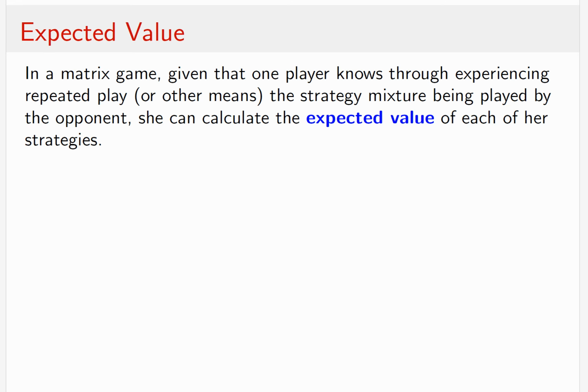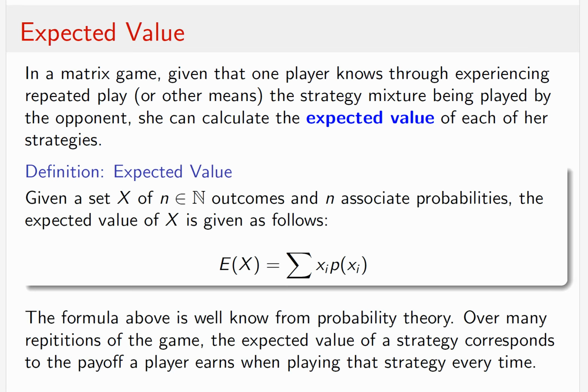And expected value is much the same as it is in probability theory. It means the average value when we play the same probability experiment or the same matrix game over and over and over, and the players' strategies converge to an optimal setting, let's say. But we have to know how to calculate expected value first.